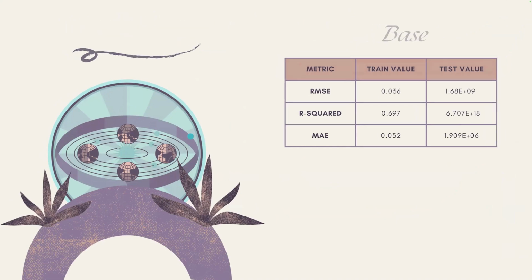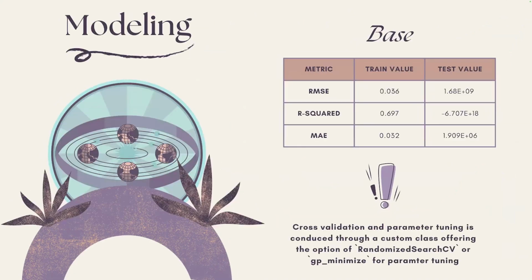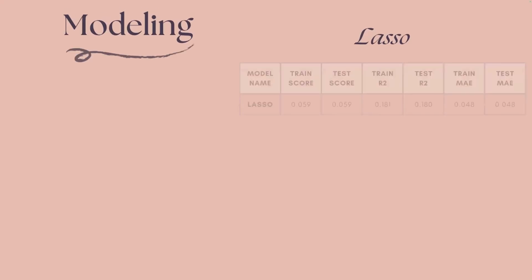So as we move on, all of the models were cross-validated and hyperparameter tuned using randomized search CV. There was also an option to use GP minimize, but just out of time constraints and everything else, randomized search CV was used on all of these.